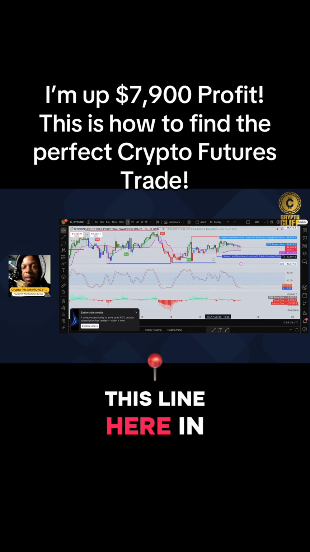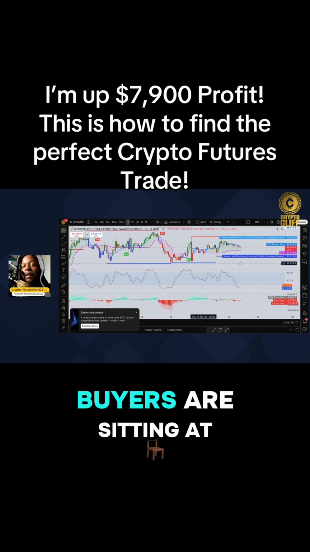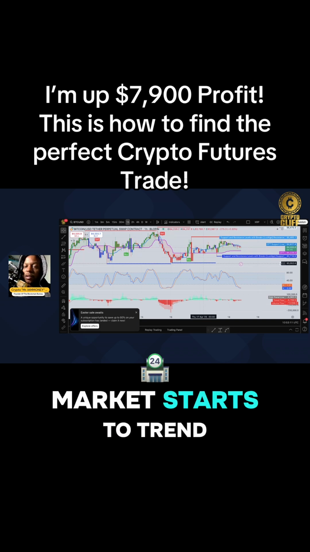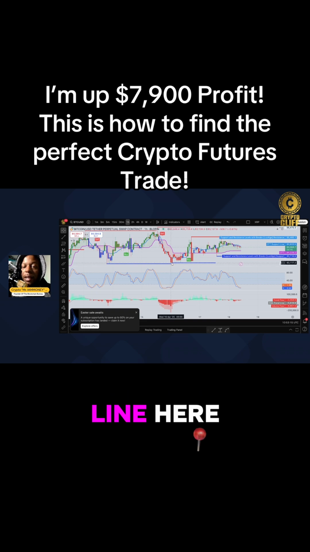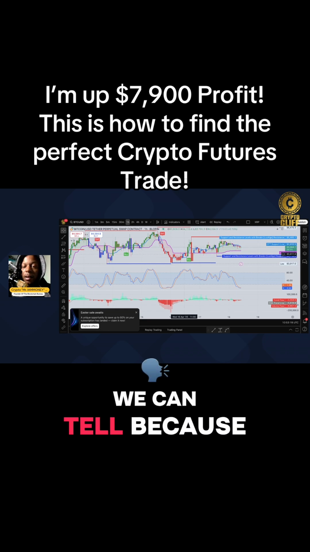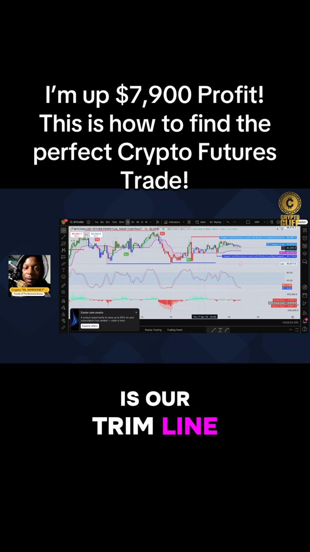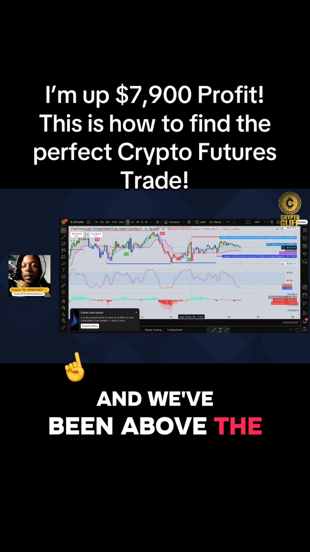This line here and this line right here are called your support zones, right? This is where the buyers are sitting at. This is where the market started to trend in the upward motion. Case in point, everything set on the support line here and then it started to rally up, and we've been at a consistent rally up since then. We can tell because this blue line here is our trend line. This purple line right here is also another line of resistance, and we've been above the resistance line.